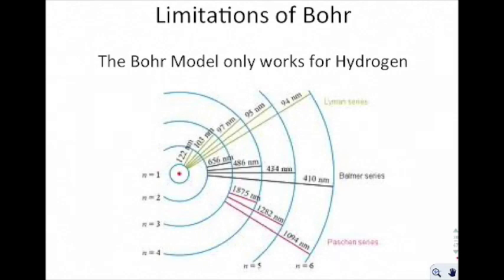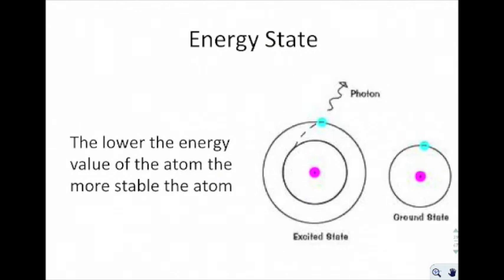So the next most... So we have the energy state. The lower the energy state of an atom, the more stable an atom is. We've talked about that. So you should know the difference between an excited and a ground state.